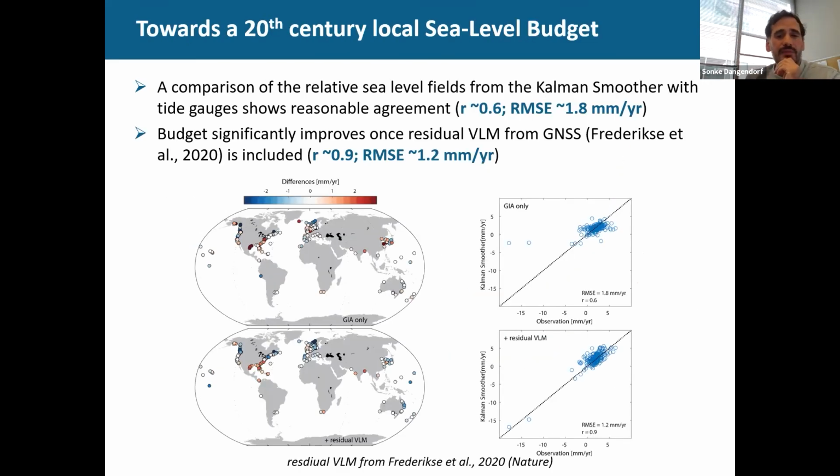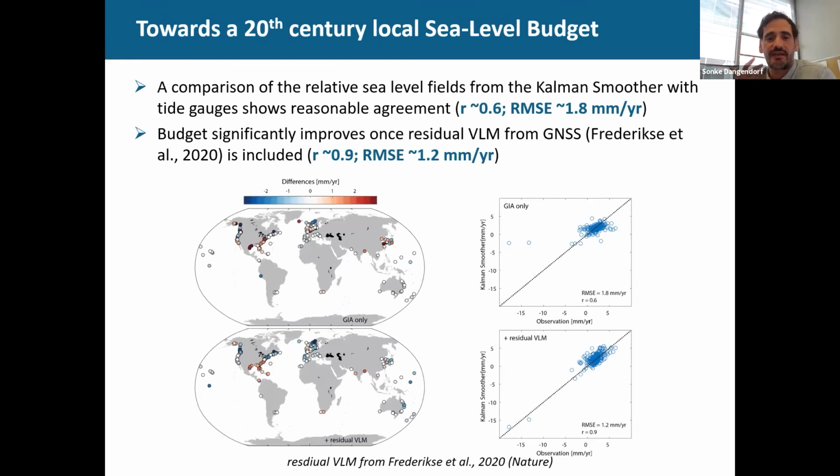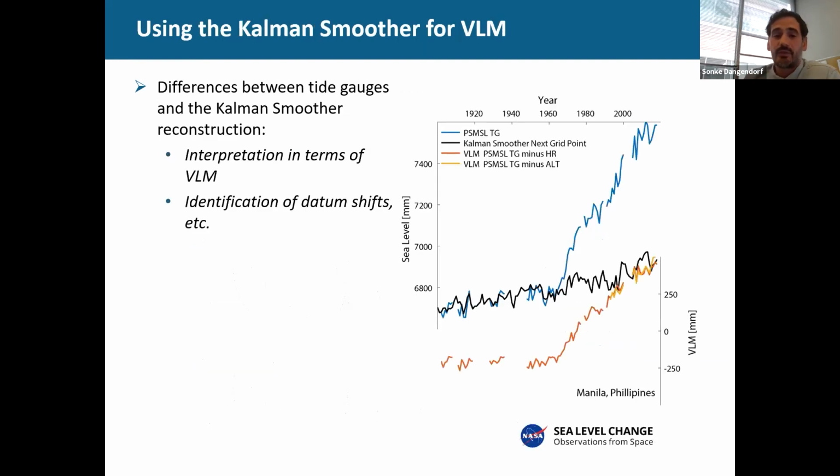So in the last part of my presentation, in the last minutes, I want to flip that topic around. Now that I have mentioned that part of the disagreement between the Kalman Smoother and the local tide gauges is related to processes that are not modeled by the Kalman Smoother, like vertical land motion, the question, of course, naturally arises whether we can use the difference between a tide gauge and the Kalman Smoother to estimate vertical land motion directly.